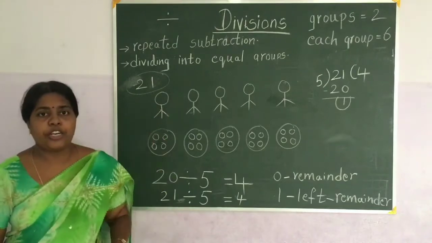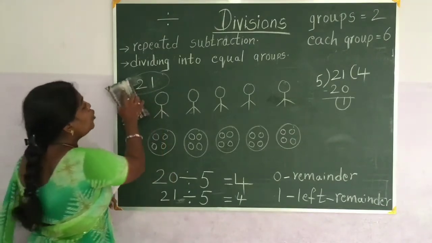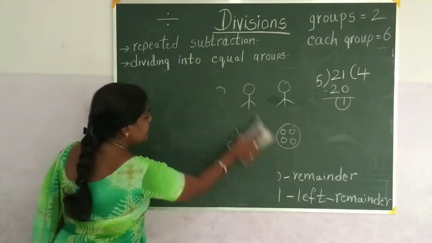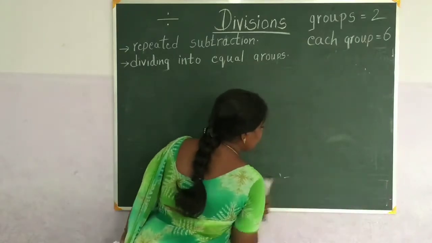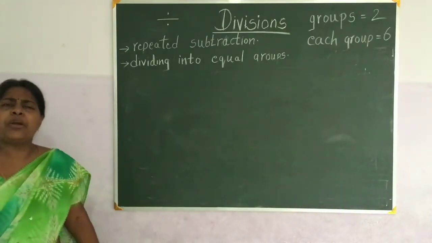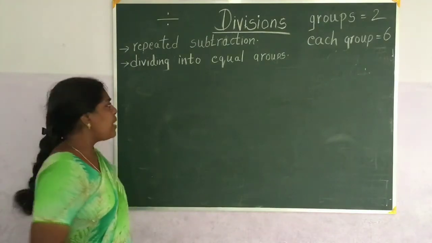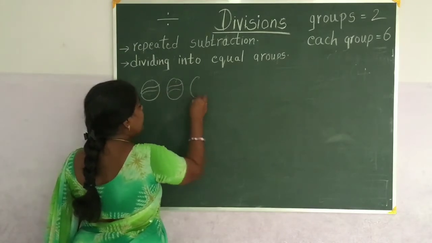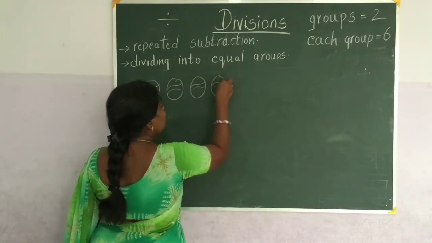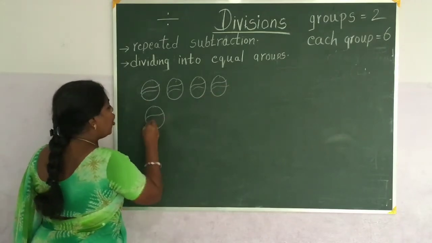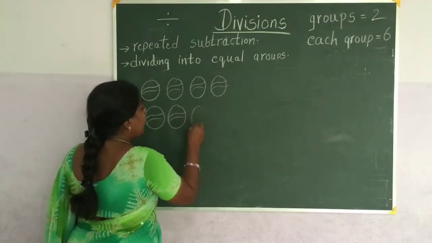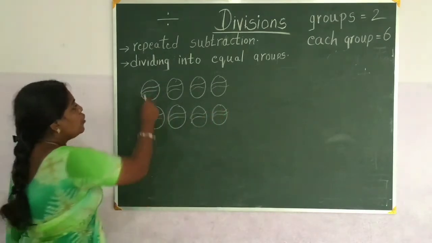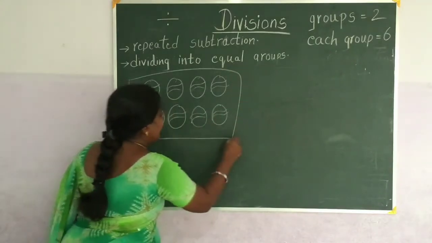So this is how we do equal distribution. Now let us see how to do division as repeated subtraction. So what is repeated subtraction? It is nothing but repeatedly subtracting something. Suppose I am having 8 balls. How many balls am I having? 8 balls are there. So now what I have to do with these 8 balls? I have to keep them into 2 groups. So here the total balls are 8.